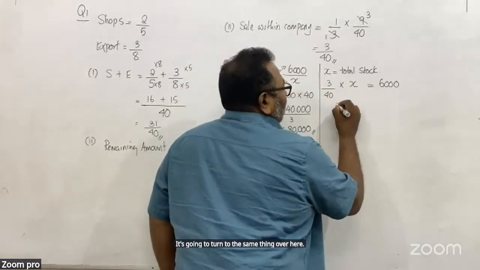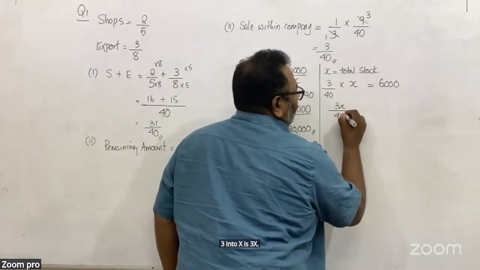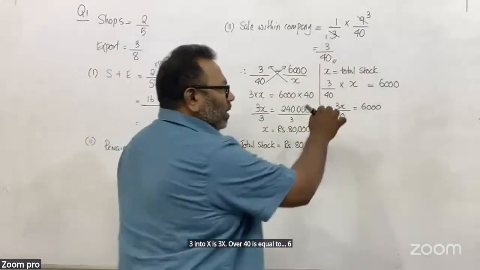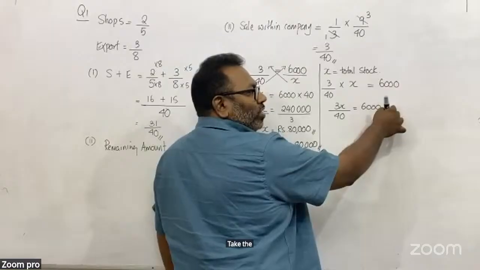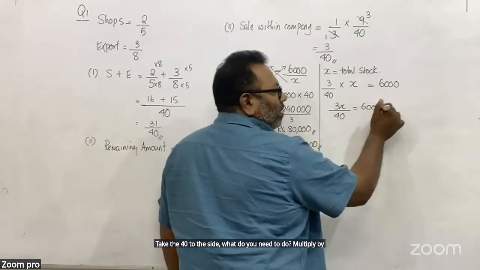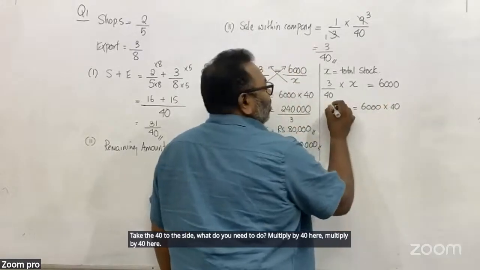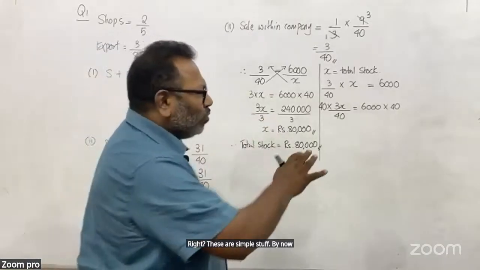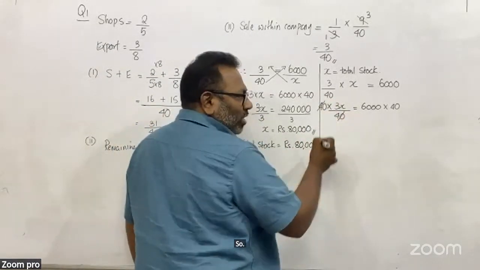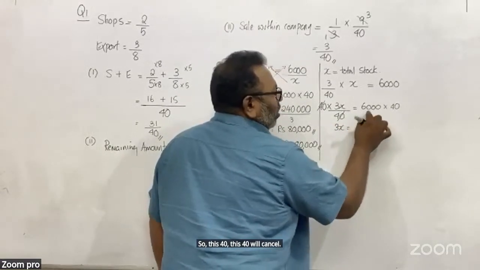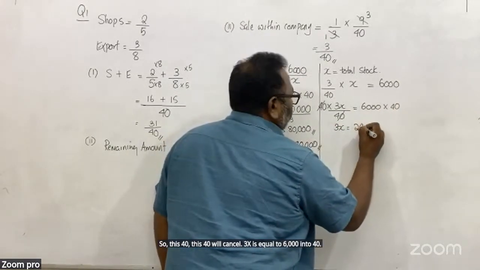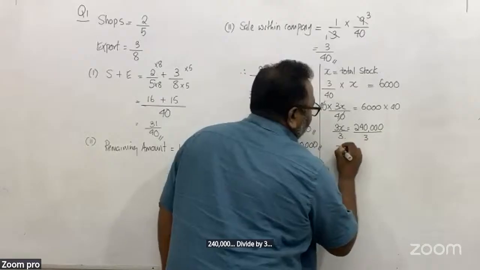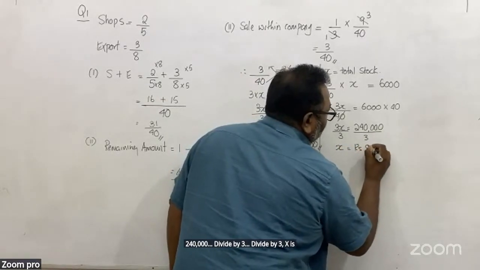3 into X is 3X over 40 is equal to 6,000. Take the 40 to this side. What do you need to do? Multiply by 40 here, multiply by 40 here. Right? These are simple stuff. By now, grade 8, 9, you should know this. So this 40 will cancel. 3X is equal to 6,000 into 40, 240,000. Divide by 3, divide by 3, X is equal to 80,000.